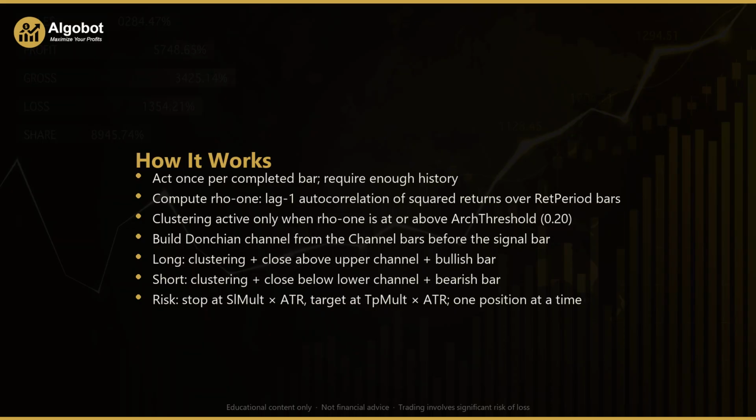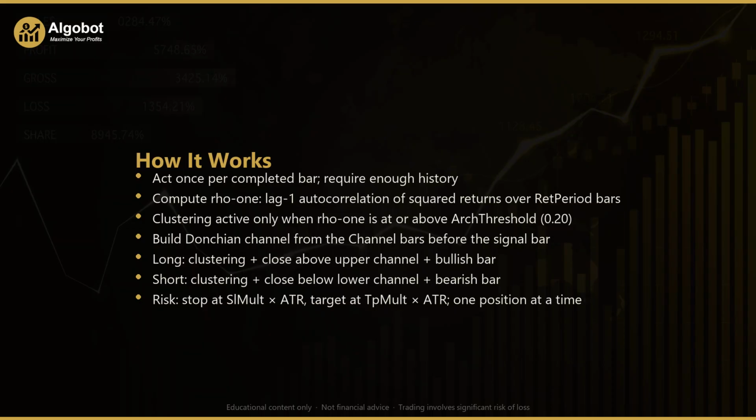If rho 1 is at or above the ArchThreshold, which defaults to 0.20, the market is judged to be in a volatility clustering regime, and entries are allowed. If not, the EA stops here and takes no trade on this bar. Only once clustering is confirmed does the strategy look at price structure. It builds a Donchian channel from the channel bars immediately before the just closed bar, 20 bars by default. The highest high of those bars becomes the upper boundary, and the lowest low becomes the lower boundary. Notice that the channel deliberately excludes the signal bar itself, so a genuinely fresh extreme is required to arm an entry.